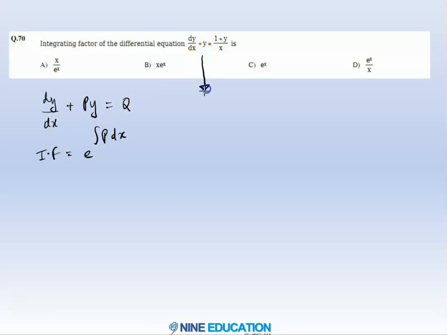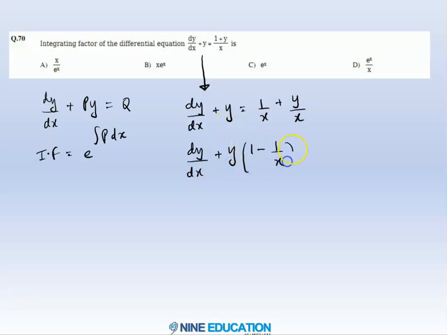So if you observe this question carefully, I can write this as dy by dx plus y is equal to 1 by x plus y by x. Taking y as common on the left, I will be left with 1 minus 1 by x, that is equal to 1 by x. Whichever term is there with y, that is our P basically. So I will apply the integration formula, integral of 1 minus 1 by x dx, on e.